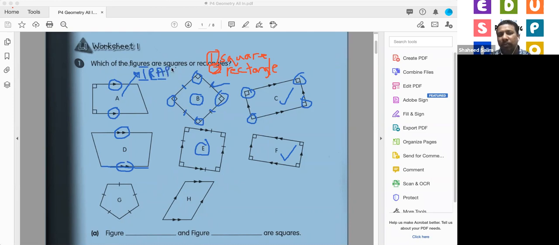Trapezium. What is a trapezium? A trapezium has 2 parallel sides. These are parallel sides. What is parallel? That means they do not meet each other forever.